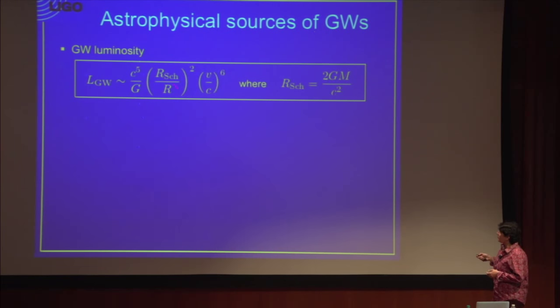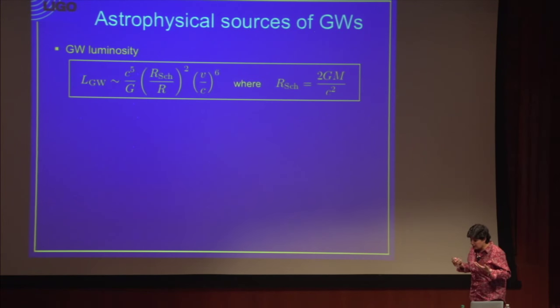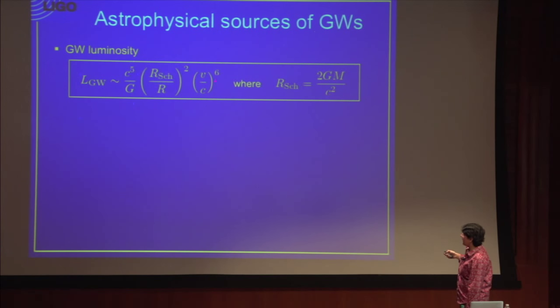Well, we already talked about the luminosity, which I have now just plugged in for Q double dot. I think of it as a scaling with the size of the object. And so what we see is that the luminosity has this convenient c to the fifth power in the numerator. It scales with the size of the object compared to the Schwarzschild radius to the squared, and then the velocity relative to the speed of light to the sixth power.